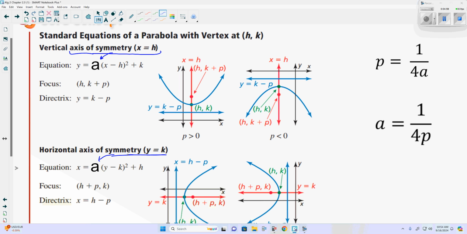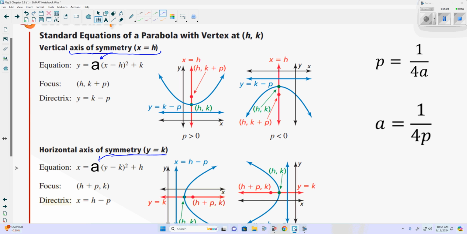One of them, the one that we're used to looking at, is y equals a times x minus h squared plus k. And the vertex for it is going to be the point h comma k. Our axis of symmetry, x equals h. Our focus for this here is h plus p comma k.